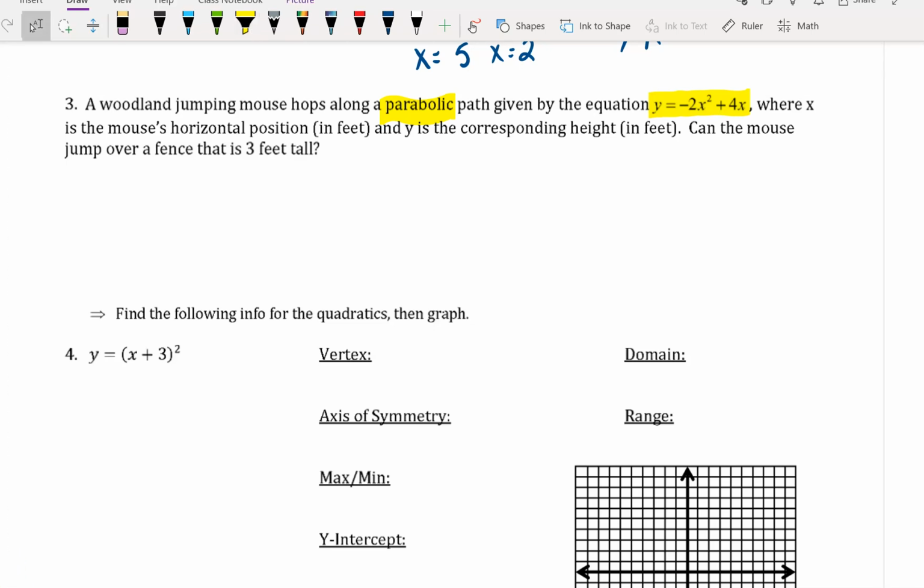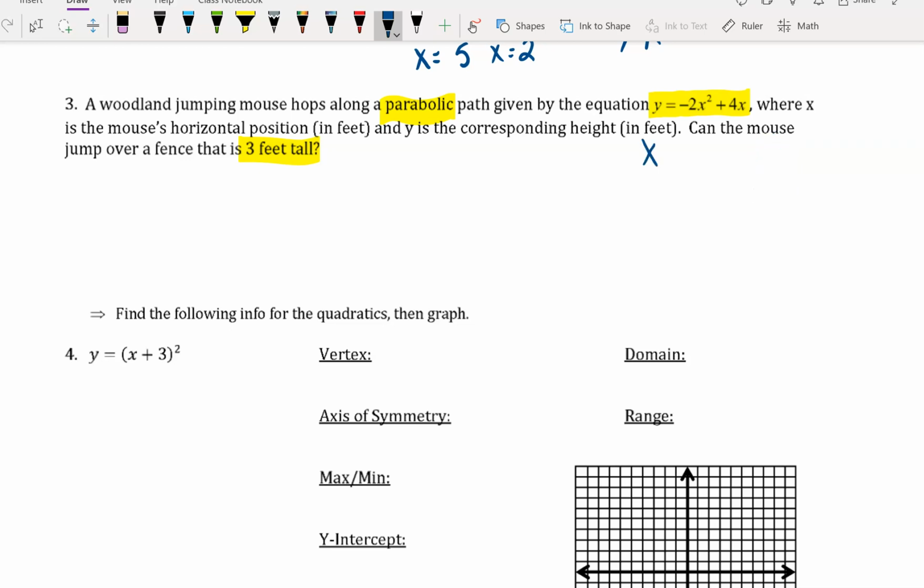We need to know the height that the mouse can jump because we want to know if it can jump over 3 feet high. So to find the height, we need to know what the vertex is. We know this parabola is opening downward, which hopefully makes sense because that's how the mouse is going to jump. It's going to be kind of that shape. But we don't know what the height is yet. So we need to find that.